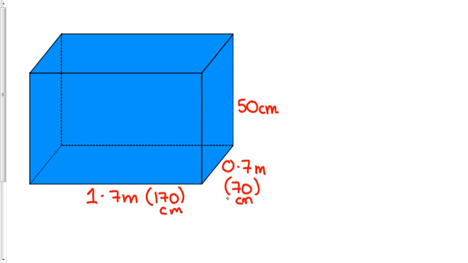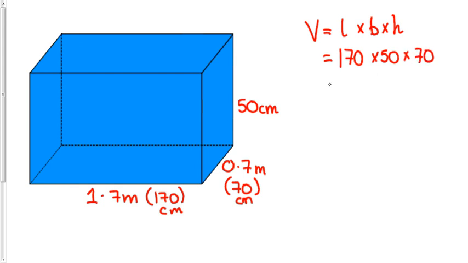So let's look at doing this. So V for the volume in that bath is length times breadth times height, which is, let's look at the order I'm going to try and do this in. That is 170 times 50 times 70.